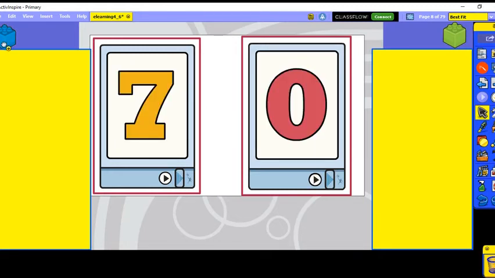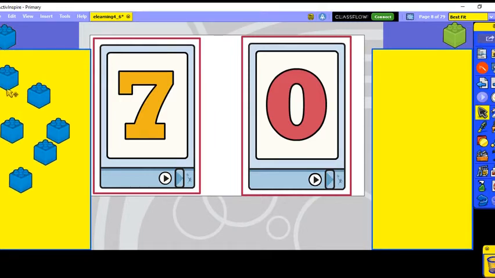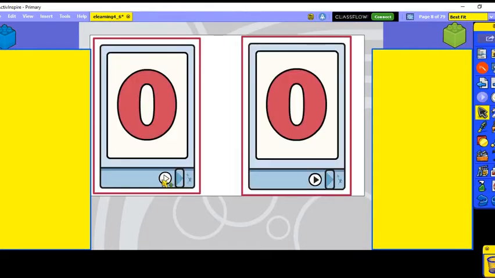Okay, so I have 7 on this side and 0 on this side. So let's get 7. Now, let's talk about this going from this number to this number. So 7 is more than 0, right? And then let's go back the other way. 0 is less than 7. And you can see 7 Legos are more than 0. Okay, so let's start again. Let's get another one.